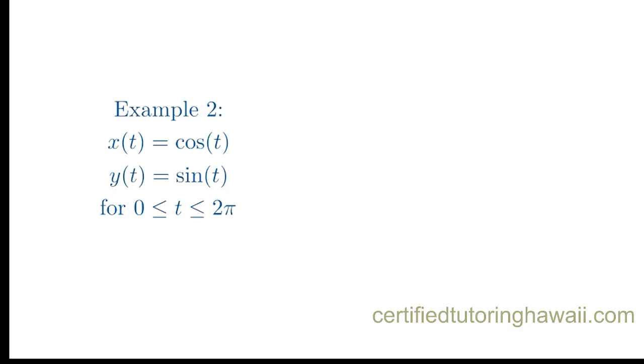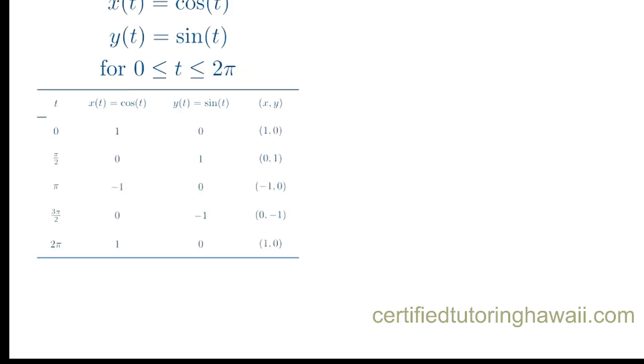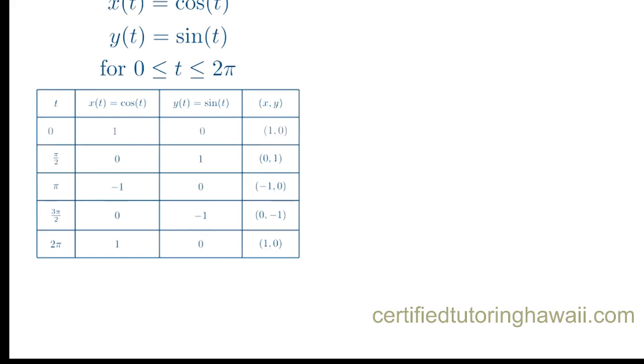First, let's sketch the graph by plotting some key points. We'll use our unit circle knowledge. Let's test t equals 0, pi over 2, pi, 3 pi over 2, and 2 pi. At t equals 0, cosine is 1 and sine is 0. So the point is 1, 0. At t equals pi over 2, cosine is 0 and sine is 1. The point is 0, 1.